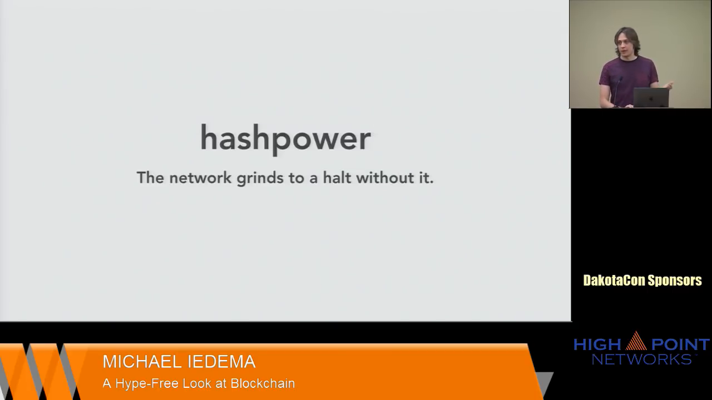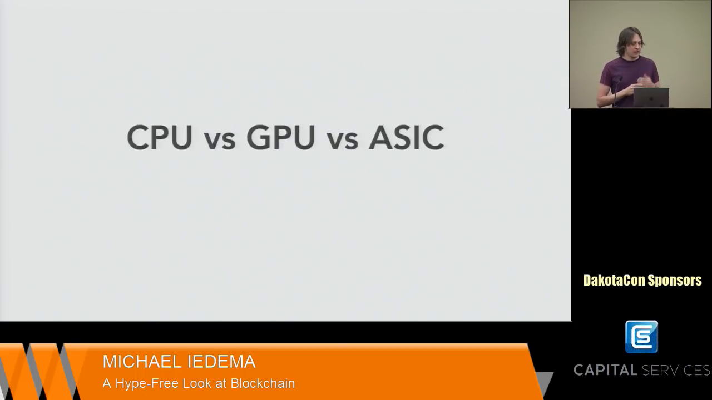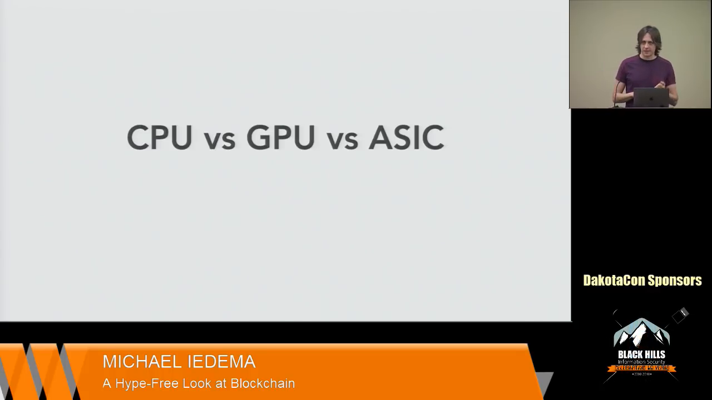And the network stops if you don't have any hash power. So people are incentivized and they're paid to provide it. You can do these calculations on the CPU, on a GPU, or on an ASIC. ASIC is an application-specific integrated circuit, so it's a custom-built device that just does these hashes.